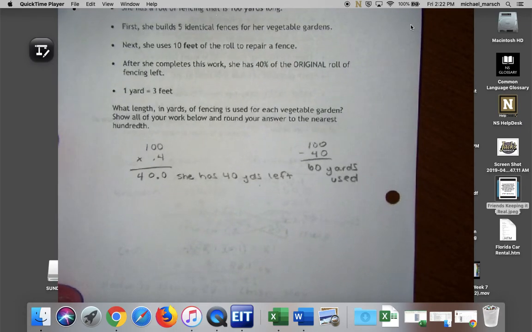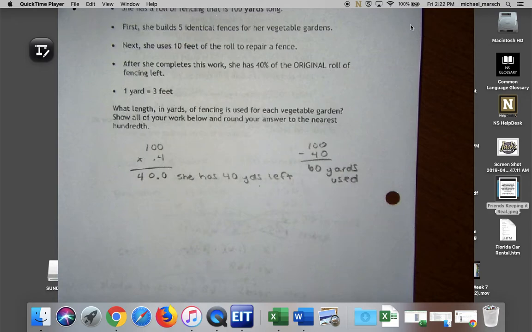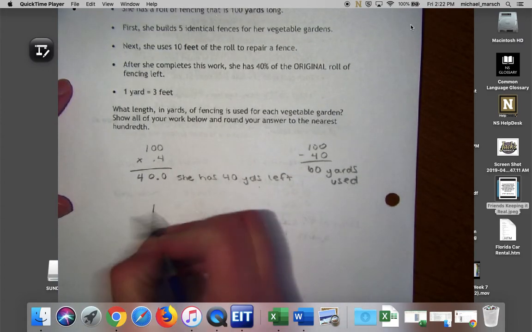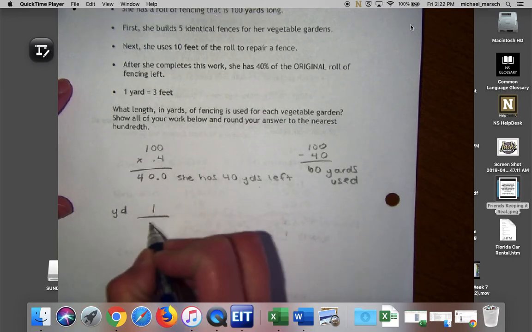Okay. First she builds 5 identical fences. Then she used 10 feet just to repair a fence. So in order to figure out how much she used for the 5 identical fences, we have to subtract that 10 feet first. So then she has 50 yards left. Well, here's the thing, that's in feet. So now we're going to have to convert yards to feet. 3 feet equals 1 yard. Right, so 1 yard equals 3 feet.